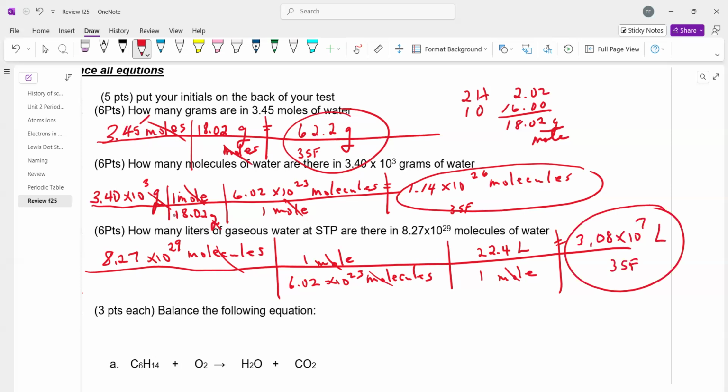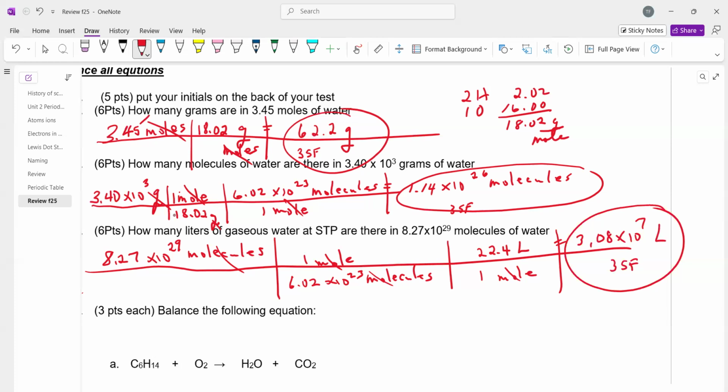Okay, so those are three example problems. And you're going to get approximately the same amount, 3 or 4 problems like that. Very similar. Grams, moles, liters, number of molecules. Okay?